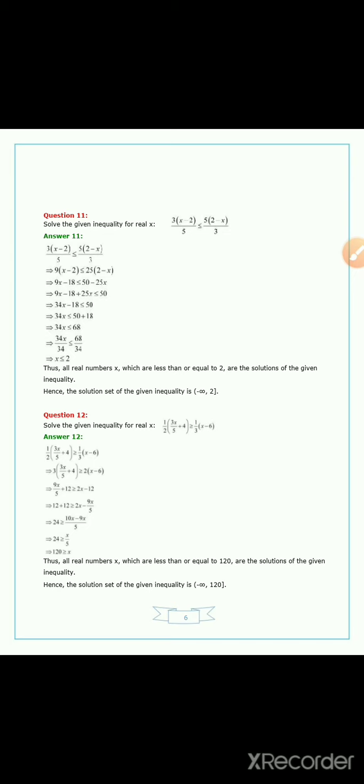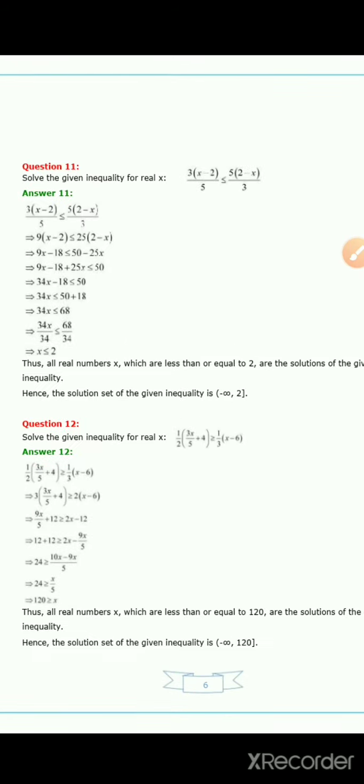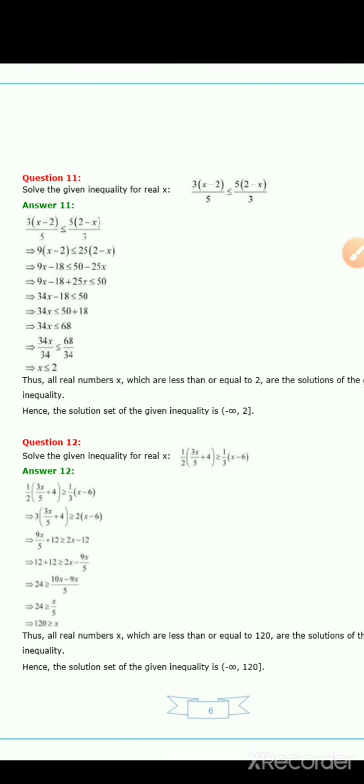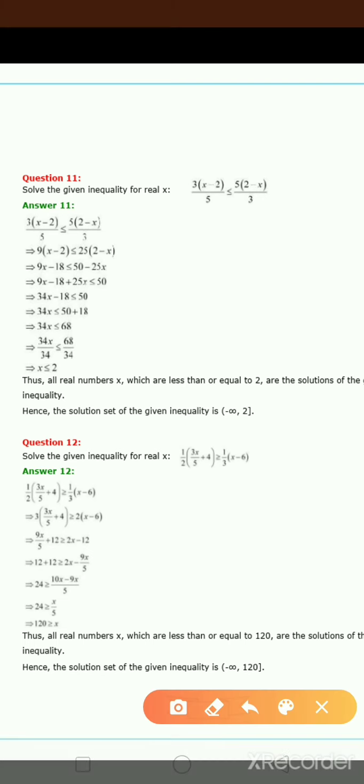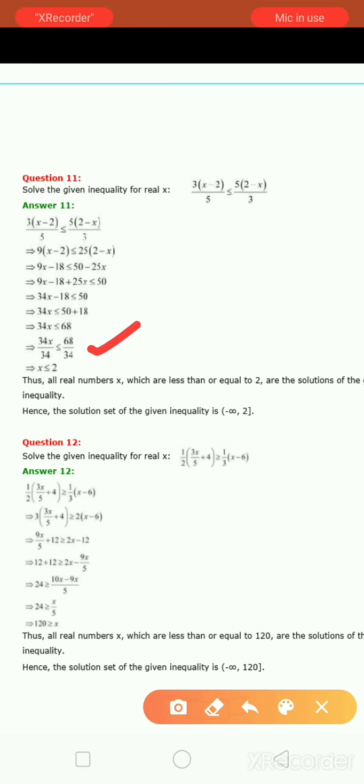In the same way you can do question number 11. Simplify it first. After the bracket, remove the x term, bring the x term to one side, simplify it and divide it by 34 on both sides.